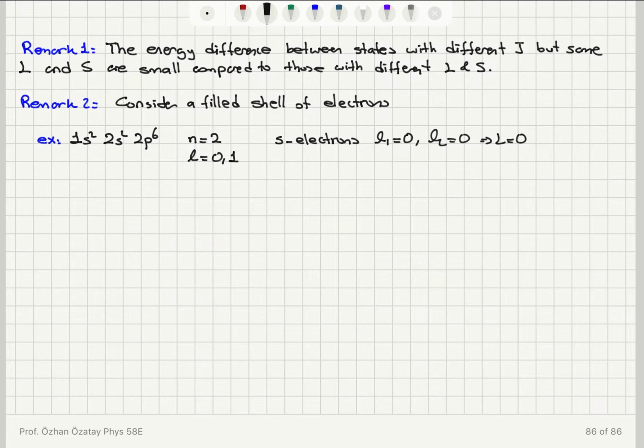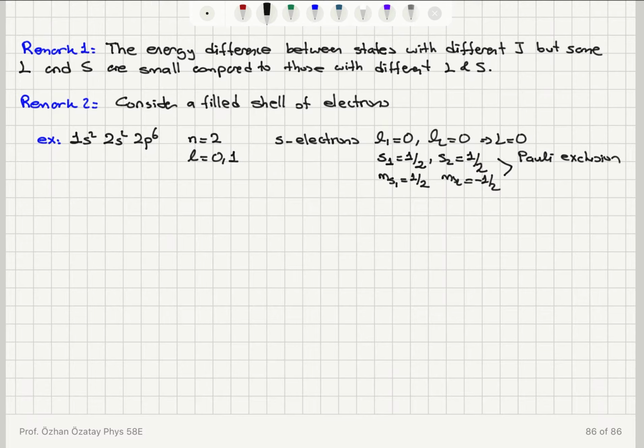And S1 is 1/2, S2 is 1/2, we must have opposite values of m sub s. So m sub s1 will be 1/2, but m sub s2 will be minus 1/2. So where does this come from? Pauli exclusion principle.